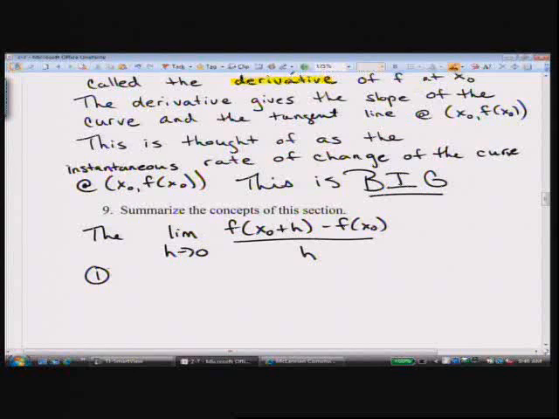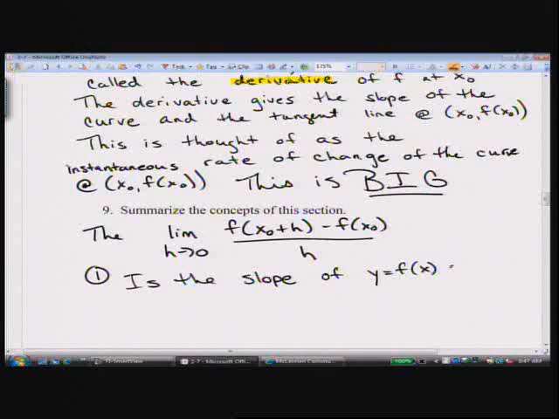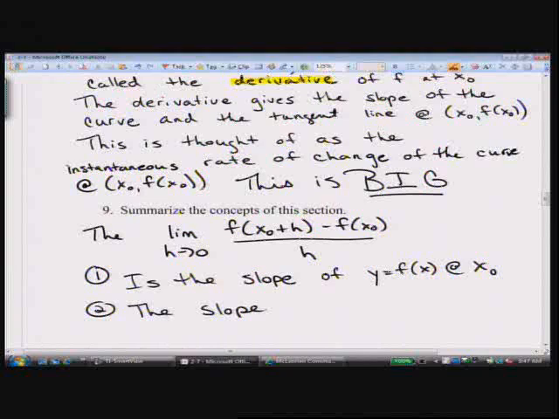It has 4 ideas. It is the slope of y equals f of x at x naught, the slope of the tangent line to the curve. It must be somewhat strange to think that a curve has a slope, right? We're not talking about a line. I'm giving you a parabola, and if you take that limit at a particular point, you have found the slope at that point, but only at that point, because a parabola changes.